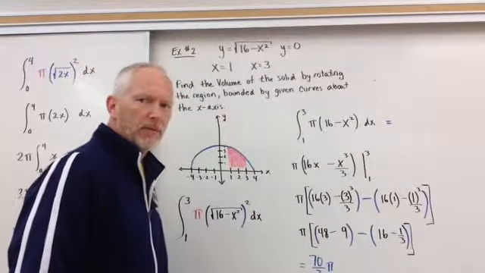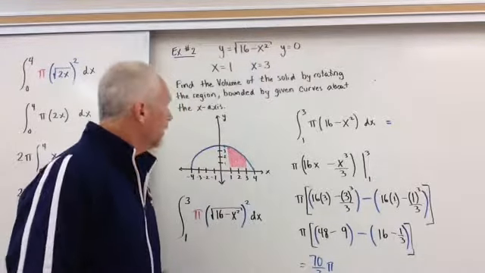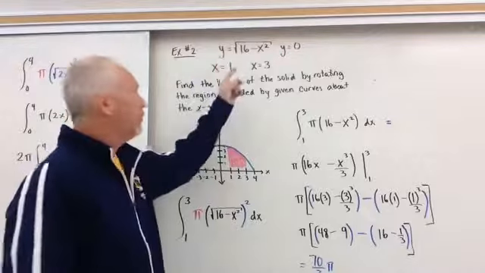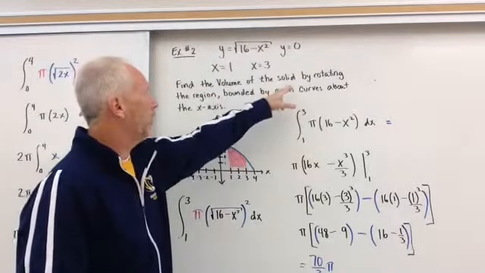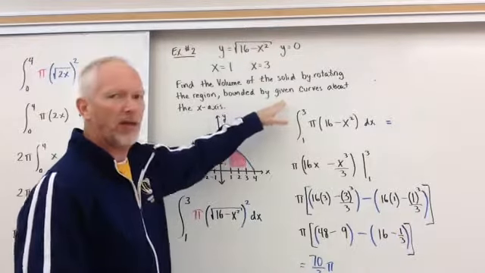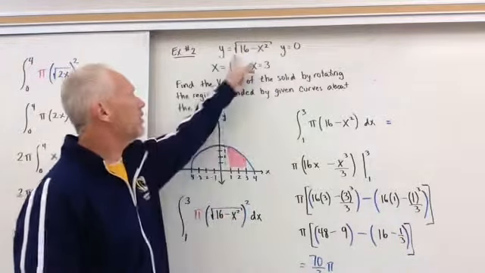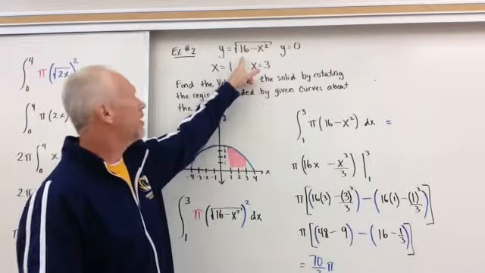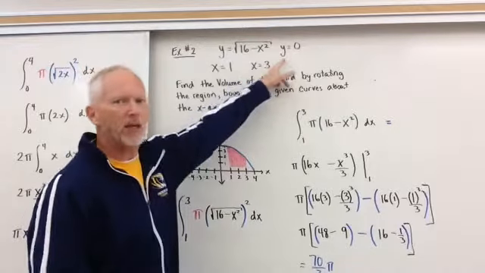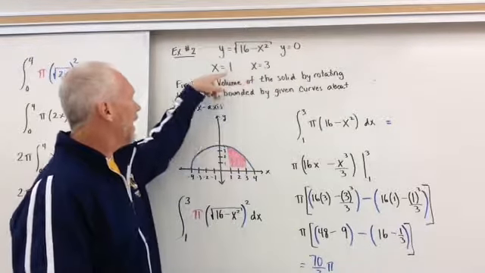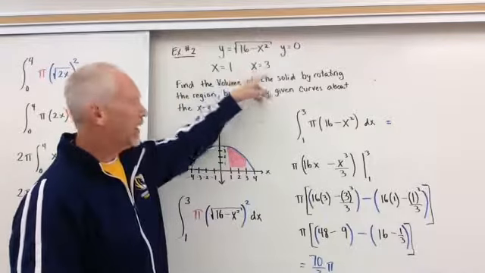All right, let's look at another example and see what we can do here. Now, here we have example number 2. Find the volume of a solid by rotating the region bound by the given curves about the x-axis. So here's our function, y equals square root of 16 minus x squared, y equals 0, x equals 1, x equals 3, and so forth.